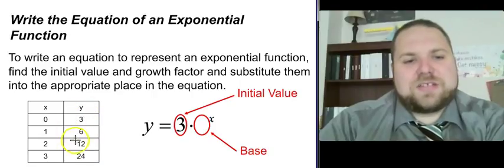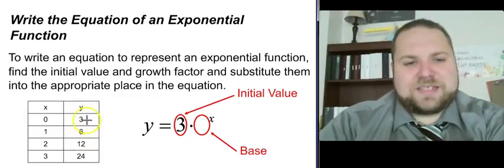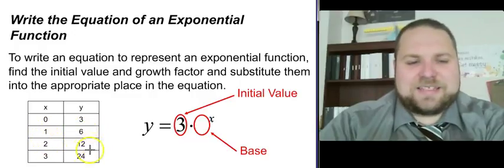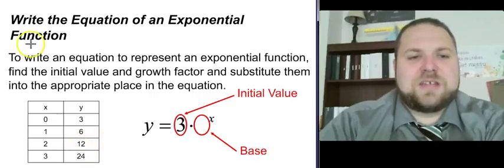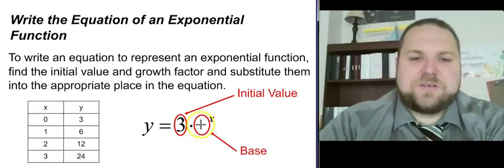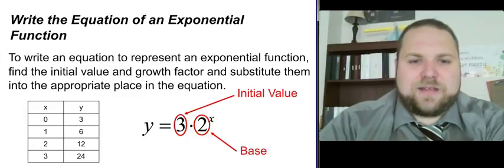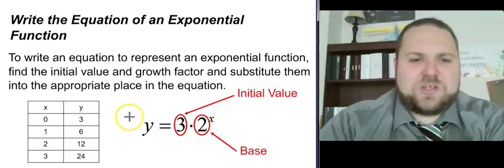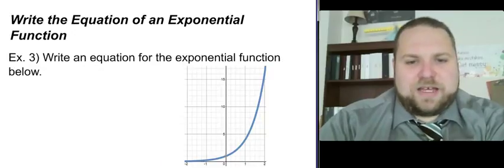If you can't just inspect this and look at it and know that 3 times 2 is 6, what you can do is take the second number divided by the first number. 6 divided by 3 is going to give you 2. And as long as the y values you're doing this for are only separated by one x value, so 12 divided by 6 is 2, 24 divided by 12 is 2, and my base for this equation will be 2. So I write it right in there. And now I've written the equation for this table. y equals 3 times 2 to the x power. So let's try that for some others.